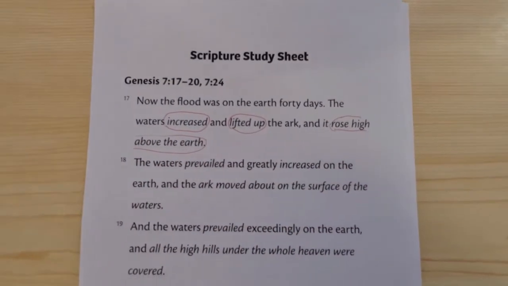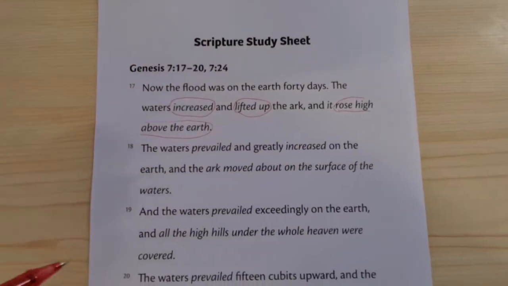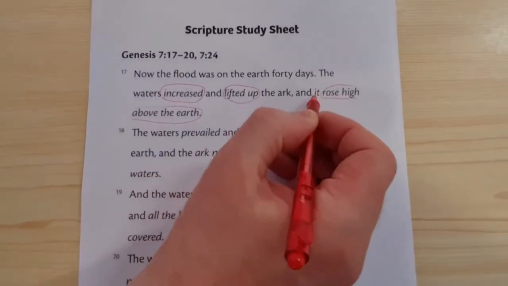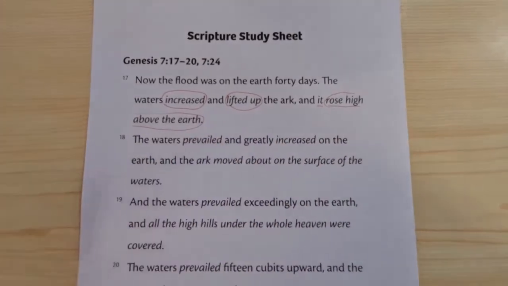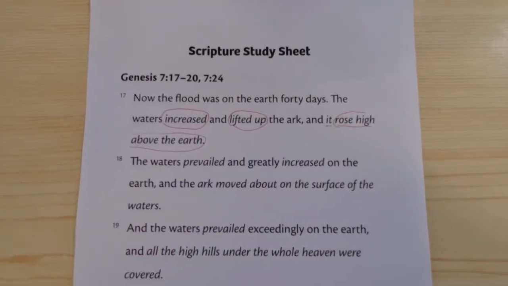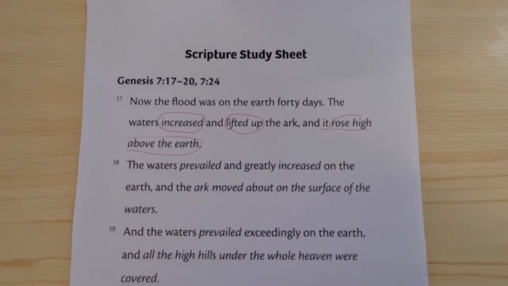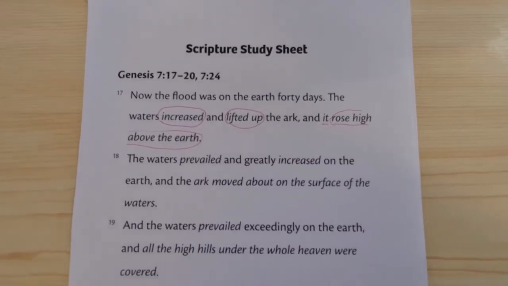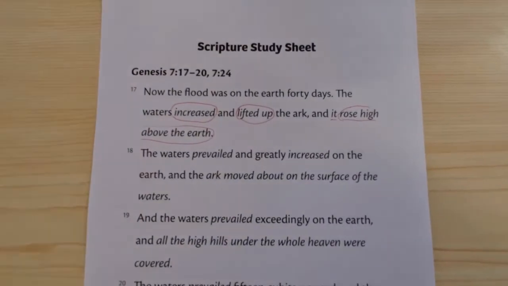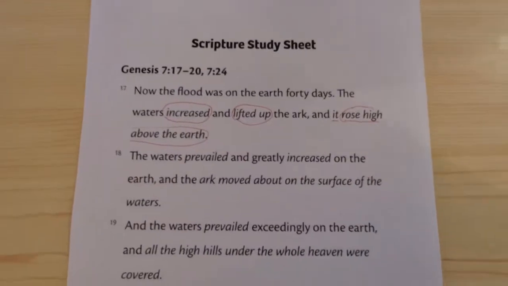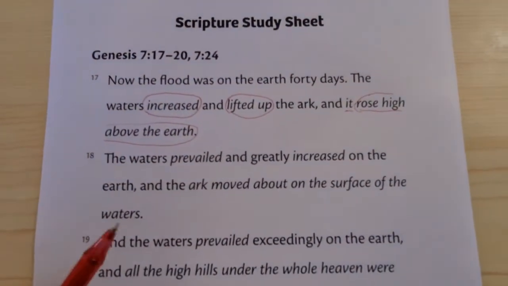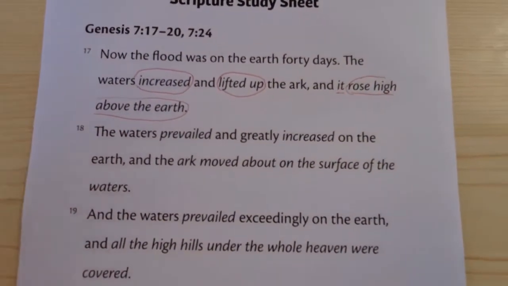So that's verse 17. And what does the word it mean here? What rose high above the earth? Noah's Ark, of course. So the ark was floating and rising up. How high do you think this was? It was certainly very high if it was above the whole earth.